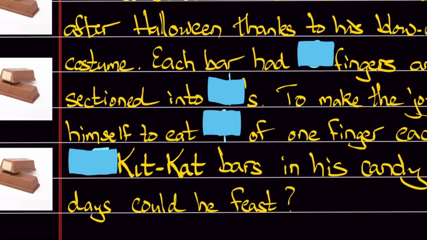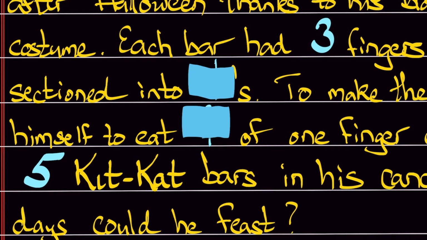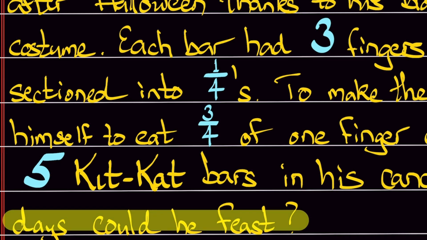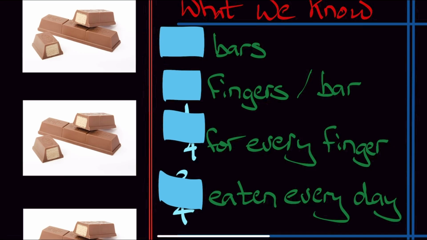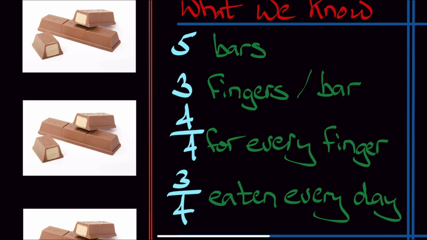Same problem, different numbers. Let's zoom in to see what we have. We've got 5 KitKat bars divided into 3 fingers for each bar. The sections are fourths, and Cade eats 3 pieces out of 4 each day. We know that we have 5 bars, 3 fingers per bar divided into fourths, and 3 fourths eaten daily. Good luck.